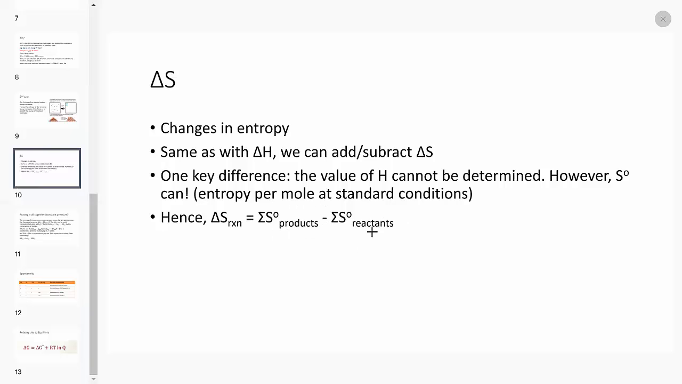So delta S of the products minus the sum of the entropies of the reactants. And this will give us the standard entropy of reaction. So this formula is very similar to the formula we saw for delta H, but instead of enthalpies of formation, we use standard entropies. Got it?